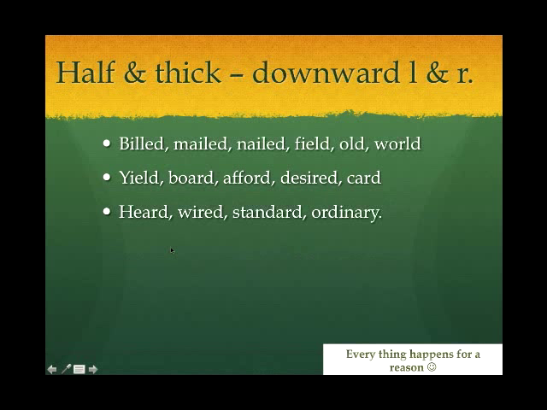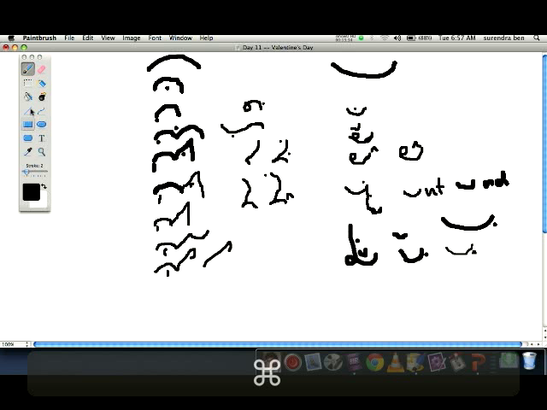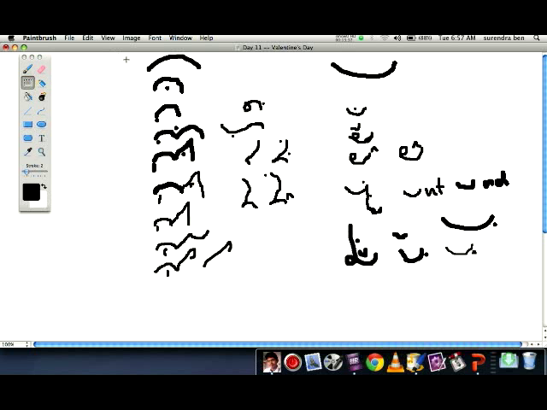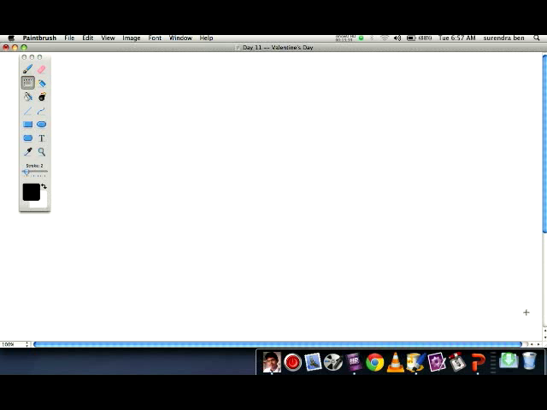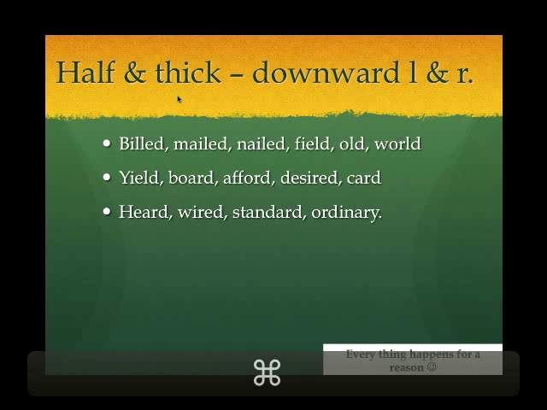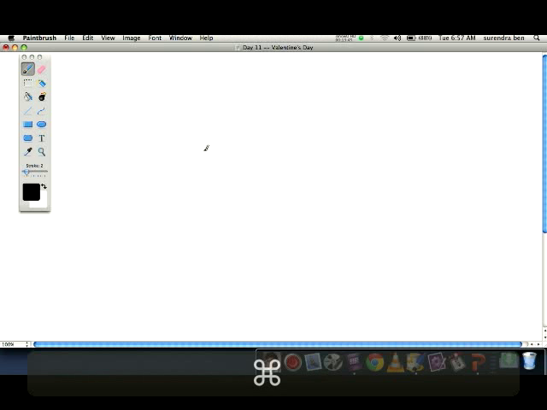So if you write thick L, thick R, same, it will be adding D at the end. If you write thin L, thin R, it will be adding T at the end. So I will write examples for you. Not all of these, but I will take only two examples. Build.